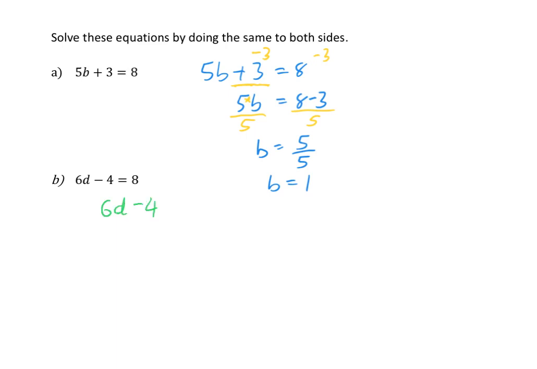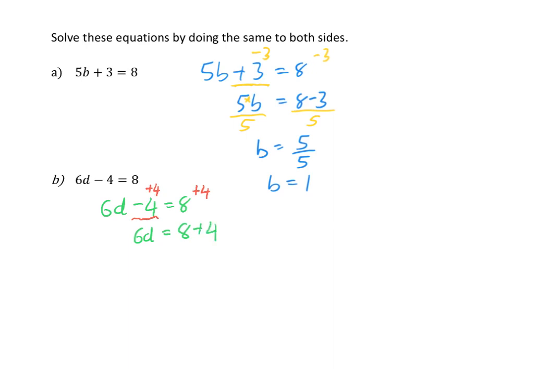6d minus 4 is equal to 8. Again, I want to do a series of operations till I get d by itself on the left-hand side. The first operation I need to get rid of is the subtract 4. To do that, I need to do the opposite of subtract 4, which is to add 4. And what I do to the left-hand side, I also need to do to the right-hand side. So my equation becomes 6d is equal to 8 plus 4.